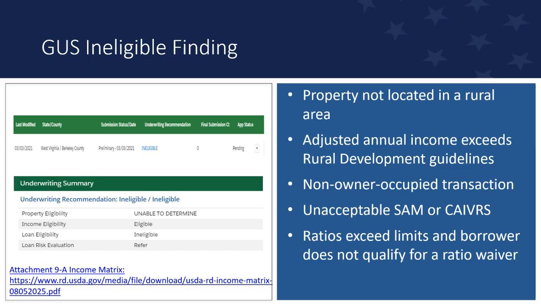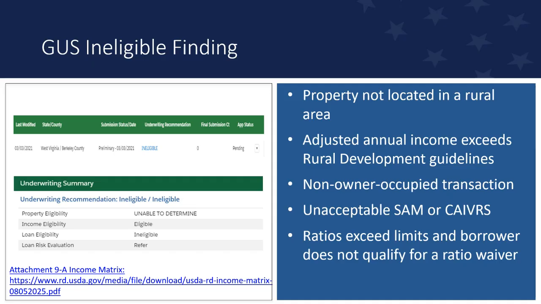Or do they have any eligible daycare expenses, eligible medical expenses? Be sure to check the attachment 9A income matrix to see what is eligible and how to document it. It's maybe marked in GUS as a non-owner occupied transaction, and we can only fund owner occupied transactions. So look and see how it's marked in GUS.